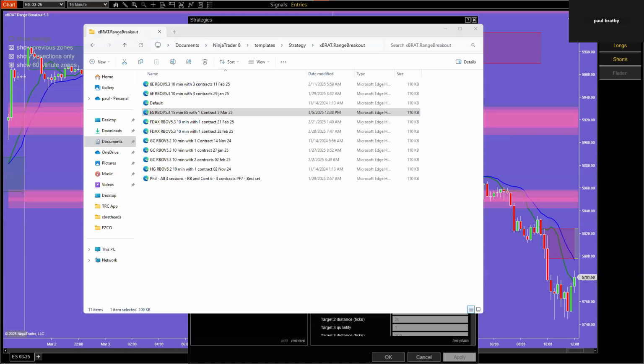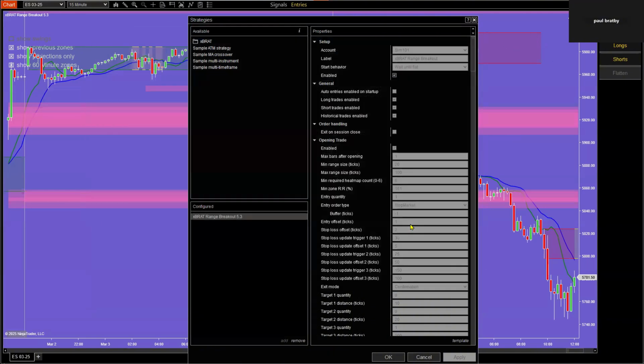ES RBO template in folder. Job's done. So what I want to do now, I just want to play with this a little bit. Just re-enable it a minute.